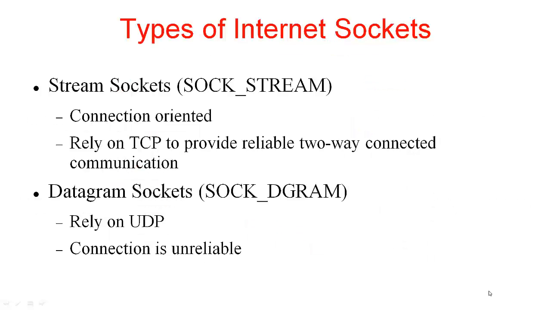Within internet sockets, there are two other types. Stream sockets are connection-oriented sockets. Basically, when you open a stream socket, underneath you use the TCP protocol to provide reliable two-way communication. The other type of internet socket is a datagram socket. This uses the UDP protocol. In this case, there is no reliability.